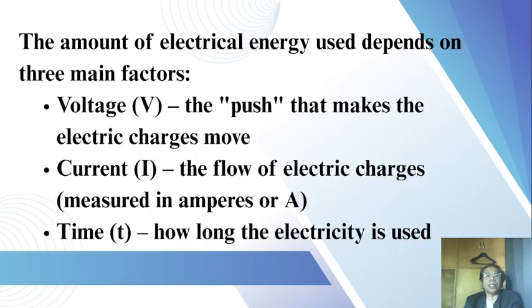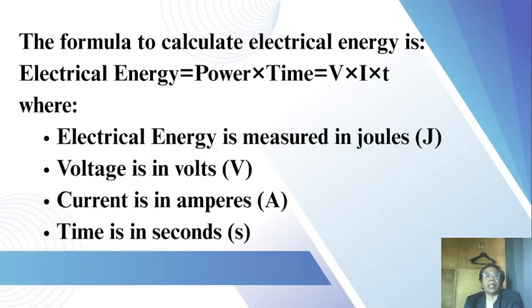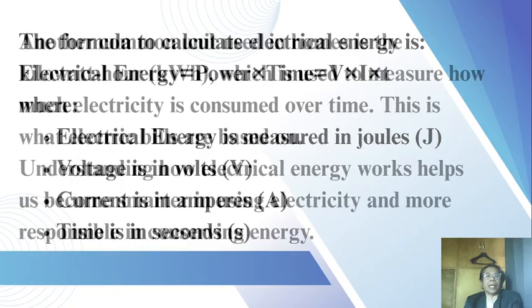The amount of electrical energy used depends on three main factors: voltage, the push that makes the electric charges move; current, the flow of electric charges measured in amperes; and time, how long the electricity is used. The formula to calculate electrical energy is: electrical energy is equal to power times time. Power is V times I, so we have V times I times T, where electrical energy is measured in joules, voltage is in volts, current is in amperes, and time is in seconds.